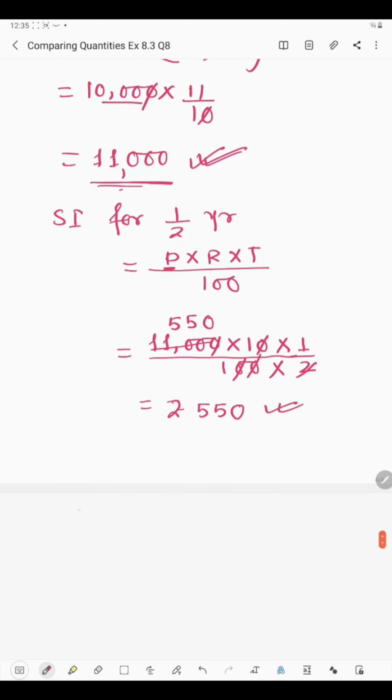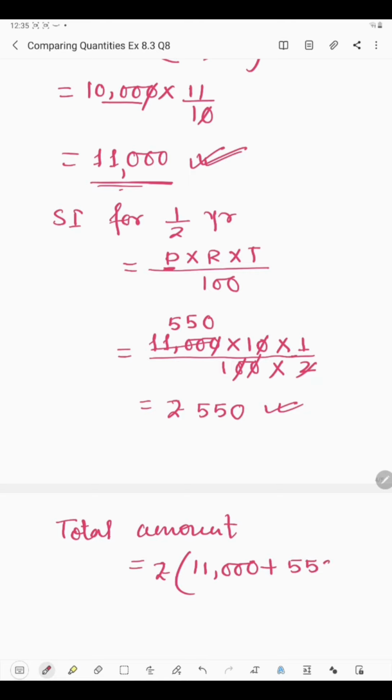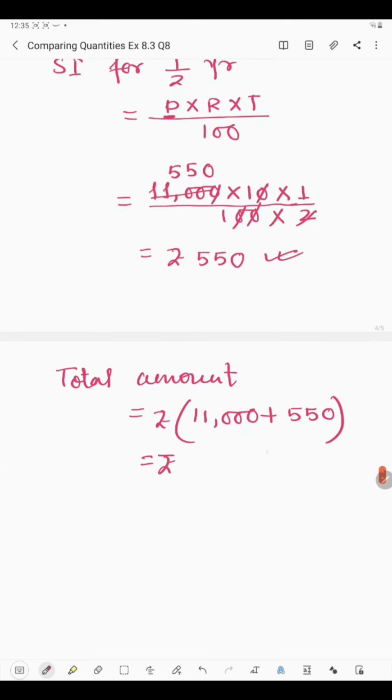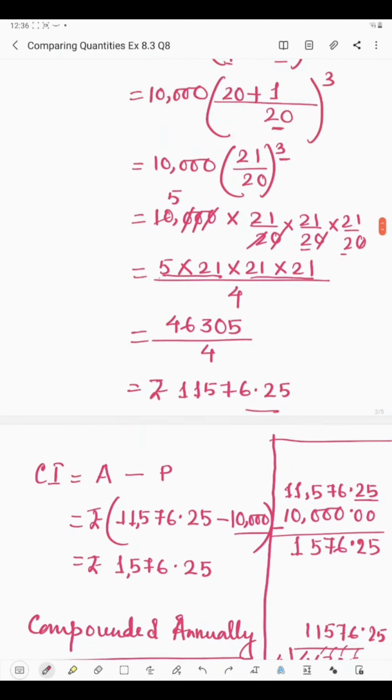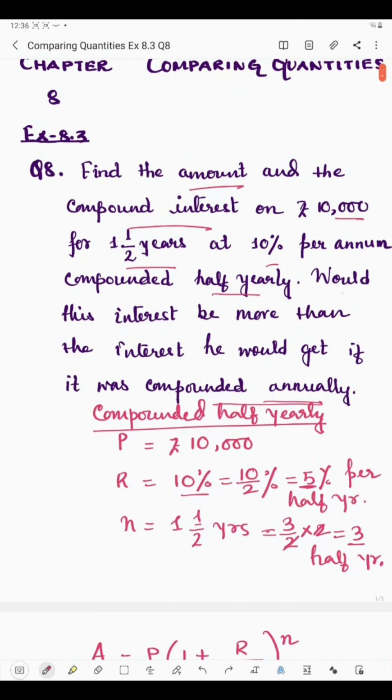Now if you add these two, then we will get the total amount which he will be paying after 1.5 years. Okay, so it will be 11,000 plus 550. So if you add this, 0 plus 0 is 0, 5 plus 0 is 5, 5 plus 0 is 5, then 1 and 1. So it's 11,550. Okay. So this is the total amount for 1.5 years. Now we need to find the compound interest. Now see, since we will have to find the difference between the interest, here the question was, would this interest be more than the interest he would get if it was compounded annually.